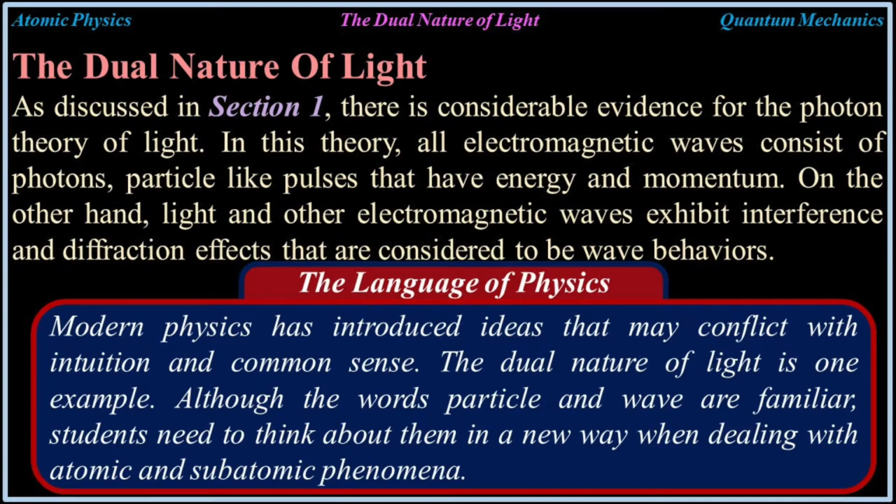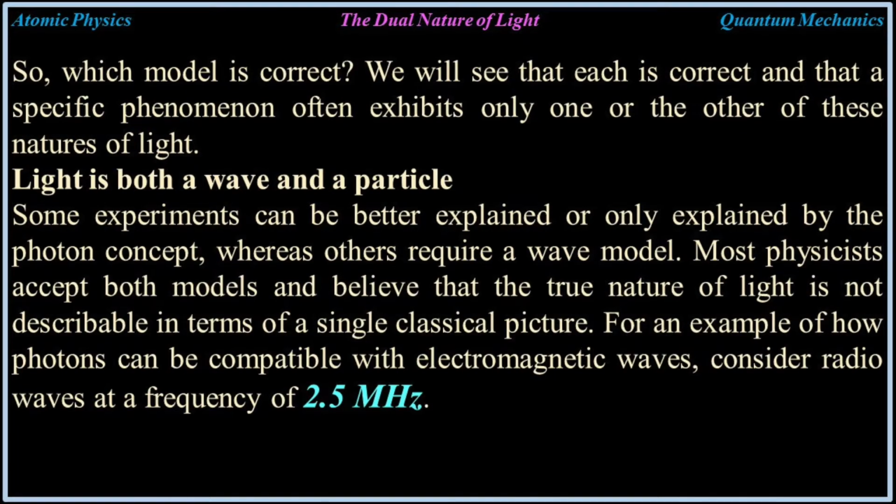Language of physics: modern physics has introduced ideas that may conflict with intuition and common sense. The dual nature of light is one example. Although the words particle and wave are familiar, students need to think about them in a new way when dealing with atomic and subatomic phenomena. So which model is correct? We will see that each is correct and that a specific phenomenon often exhibits only one or the other of these natures of light. Light is both a wave and a particle.